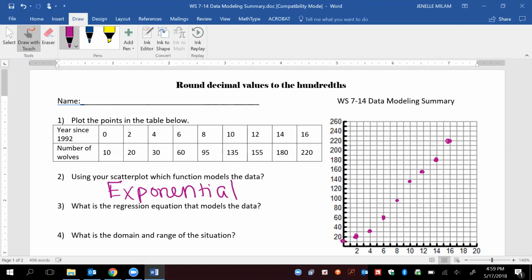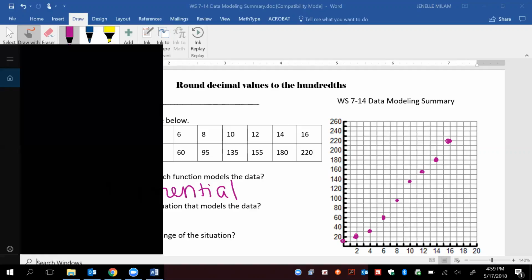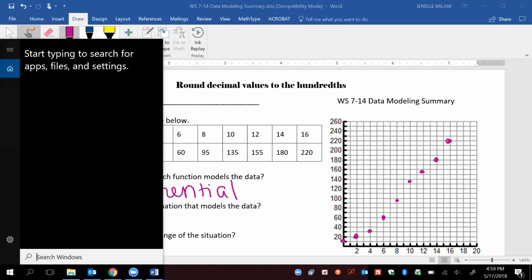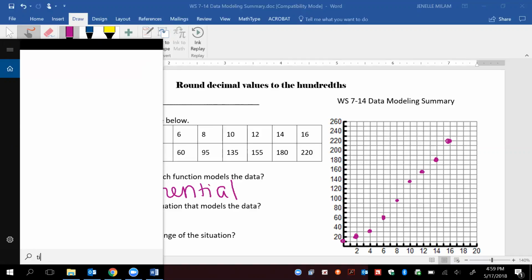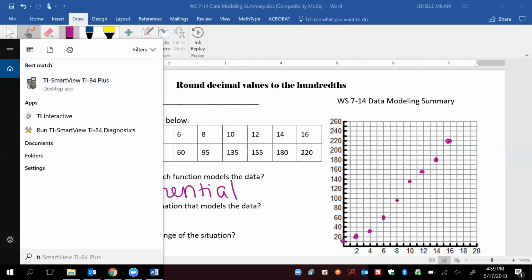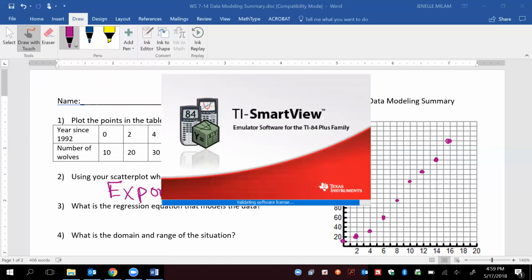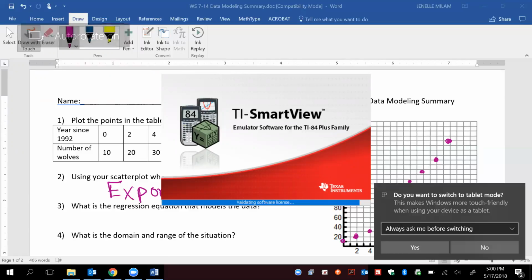So therefore, when we talk about what is the regression equation that models the data, what we want to do is we want to go in and let me look this up for you. You're going to go in and look at the regression of it. And this is where you go to L1 and L2 in your calculator. Give me a second to just pull this up for you.